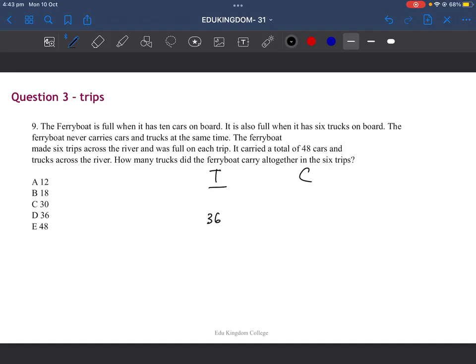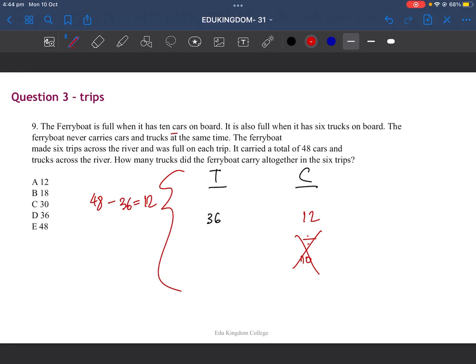And cars. And how many cars would I have? Let's see. Guys, if I draw a line, if I had 36 trucks, then out of the 48 trucks and cars, I should have 12 cars. Okay? And 12 cars corresponds to how many trips separately? If the ferry boat travels when there's 10 cars on board, that means we'd have to divide 12 by 10. But we can't do that, right? Because we can't have 1.2 trips. The question specifically states that we should have full trips each time.